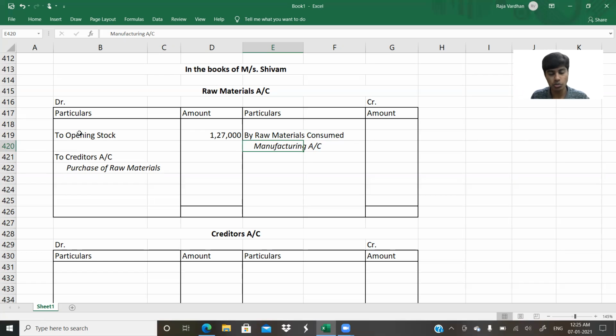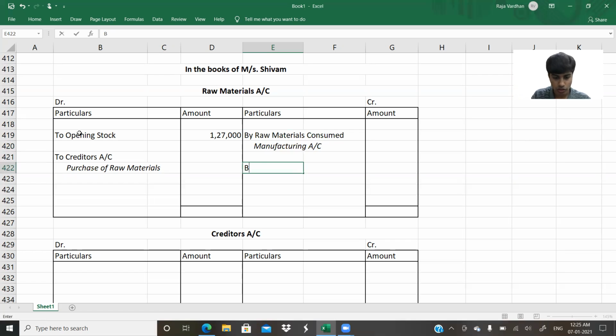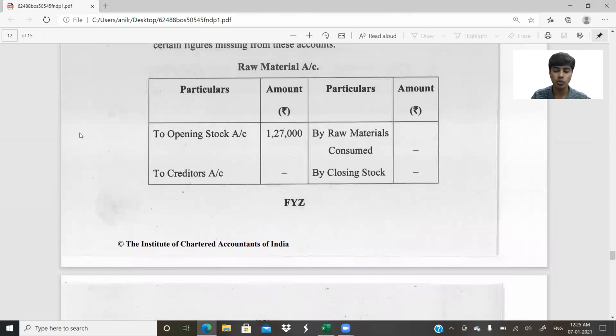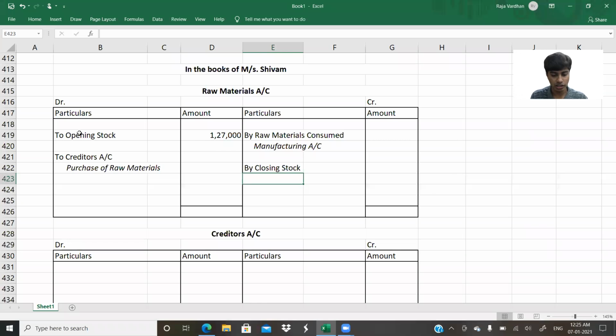So raw material consumed, this will go to manufacturing account. So in the manufacturing account, on the debit side, you'll have to raw materials. Yeah. Okay. So that is also not given. So I've written it like that only. So then they've given by closing stock. This is again an item which is not given, which we would have to find. Let us do it. That's it. By this, they've closed our raw material accounts. Perfect. Three items to be found. We'll find it. Then creditors account.